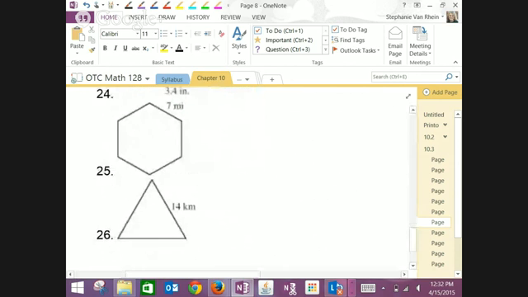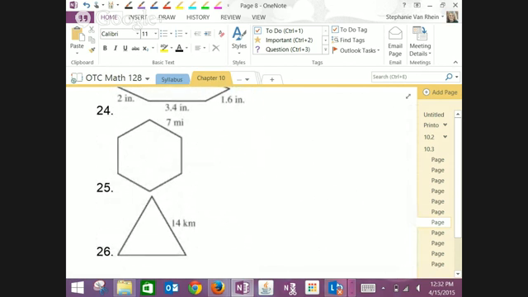Same thing here, everything's given. If they only give you one side, you're assuming it's regular, right?